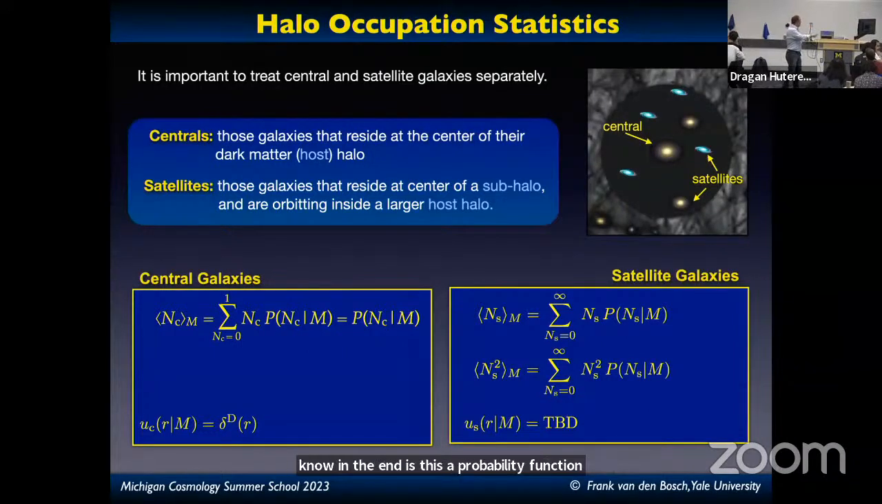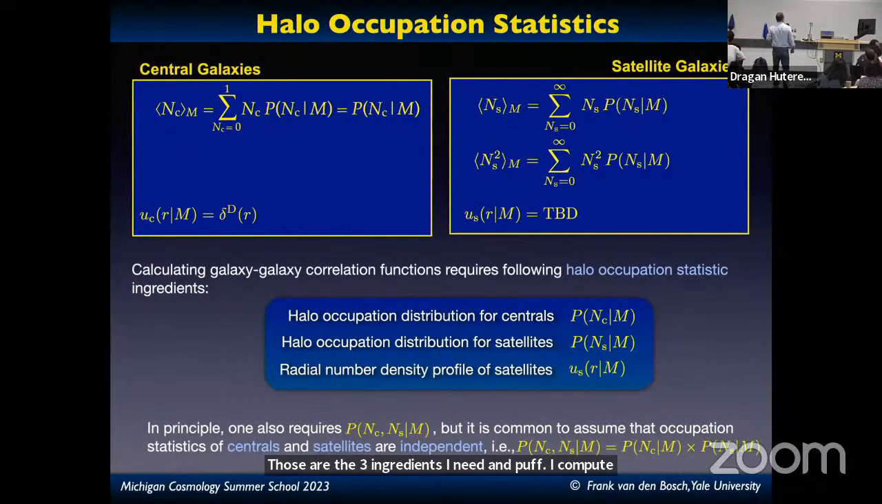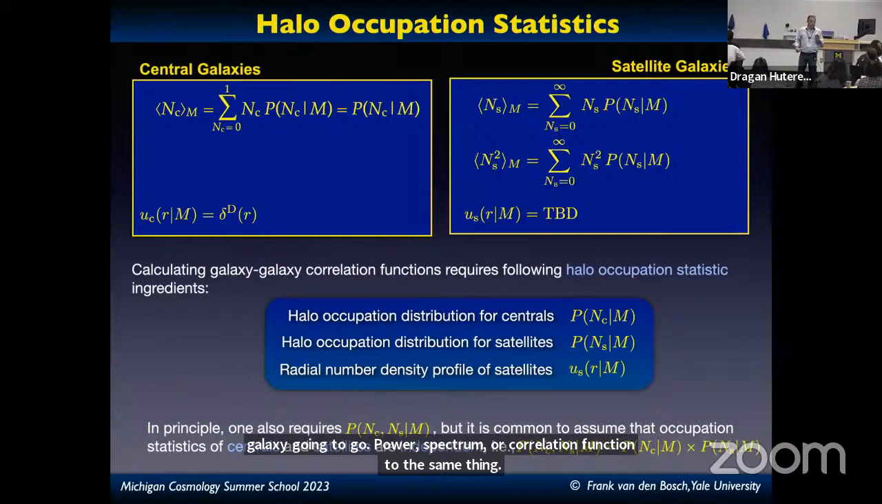And I need to specify how the satellites are distributed in my halo. Those are the three ingredients I need. And puff, I compute a galaxy-galaxy correlation function. So that's just summarizing the same thing. These are the three ingredients that we need to come up with. And then we have a recipe to compute a galaxy-galaxy power spectrum or correlation function. They're the same thing; one is a Fourier transform. And we can compare it to observations.